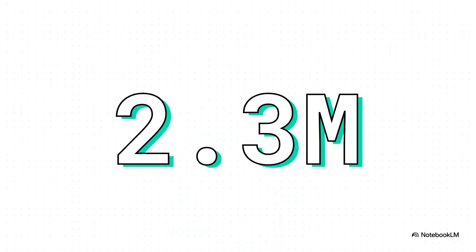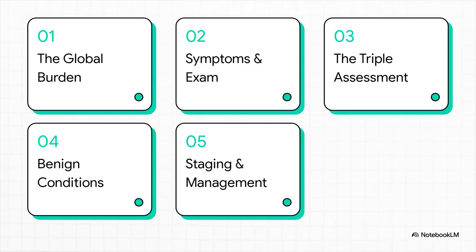To really anchor this masterclass in reality, I want you to consider this staggering global number. 2.3 million. There are more than 2.3 million cases of breast cancer diagnosed every single year worldwide. That makes it the most common form of cancer among men and women combined. In fact, in 95% of countries out there, it's the first or second leading cause of female cancer deaths. So getting our diagnostic process right isn't just about passing your exams, it is quite literally a matter of global population health.